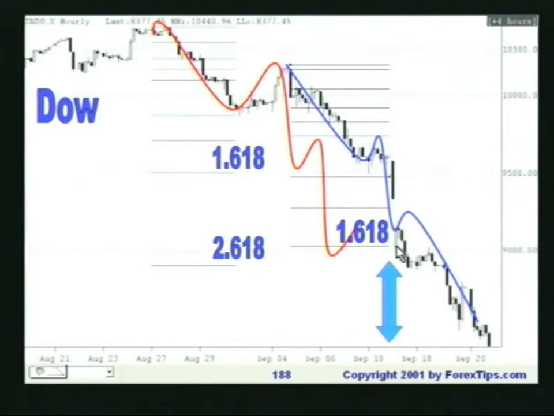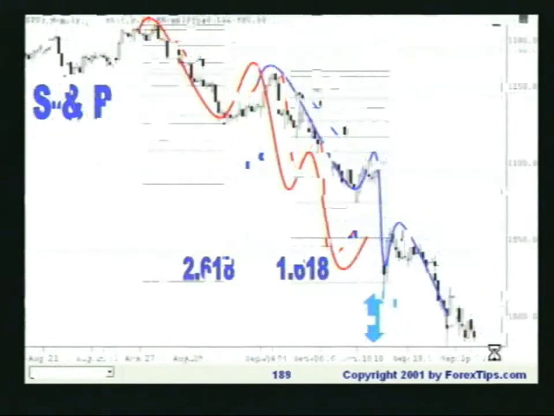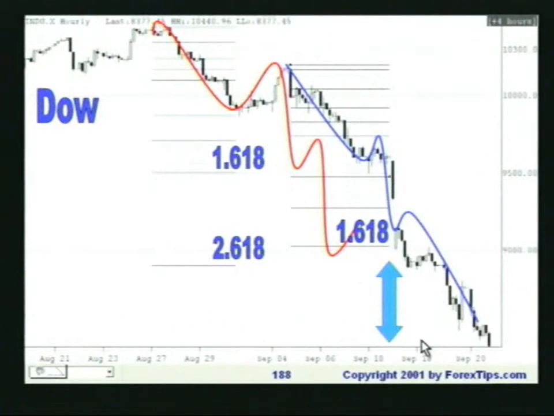This is an hourly chart. Within the first 2 hours, it went straight to the 1.618 extension, bounced, U-turned, and slowly has worked its way down to the 2.618 extension, which is just shy of here. This is amazing. And that's the reason why I wanted to redo this lesson to show you.